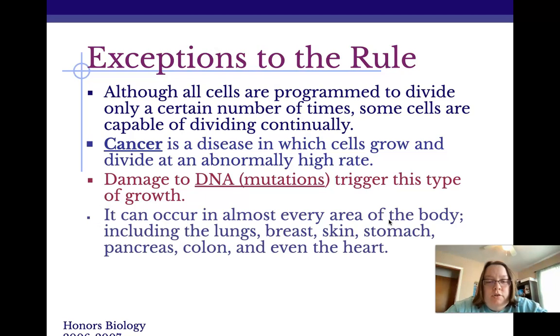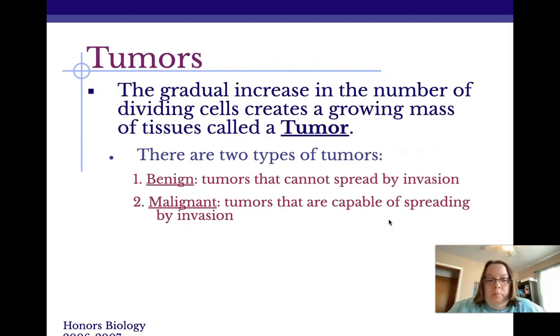So any type of damage to the DNA can trigger this type of growth. And it can happen anywhere in the body: the lungs, the breast, the skin, the stomach, the heart, colon, brain. It can happen anywhere that there's a specific mutation that causes continuous cell division. These are going to create tumors, which are just lumps of cells. The cell divides over and over, and eventually you have a large mass of cells, and that's called a tumor.